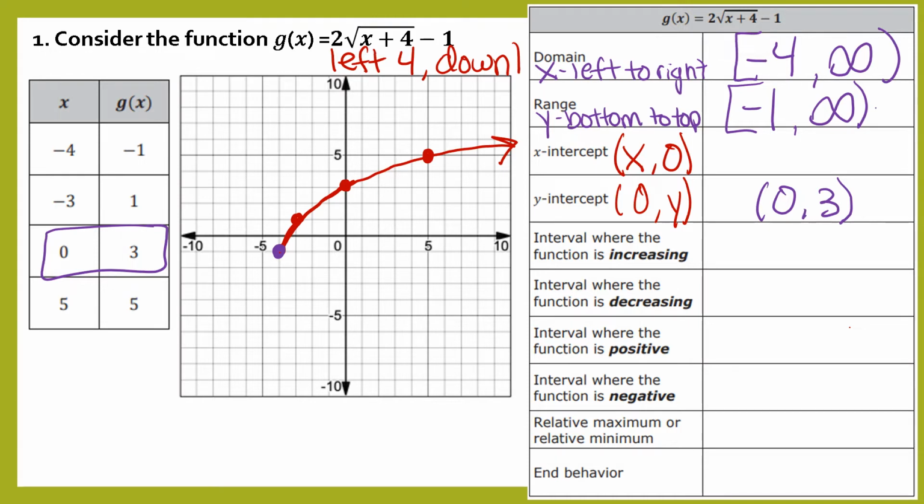For your x-intercept, it looks like it's crossing between -3 and -4. It's like a decimal. So we're actually going to go ahead and solve it and get the right number. So we want the x value when y is 0. So we're going to set our equation equal to 0 and solve to get what x is. So we're going to take this g of x and set it equal to 0. So we're doing 0 equals 2 square root of x plus 4 minus 1. We're going to solve and see what x is when y is 0.